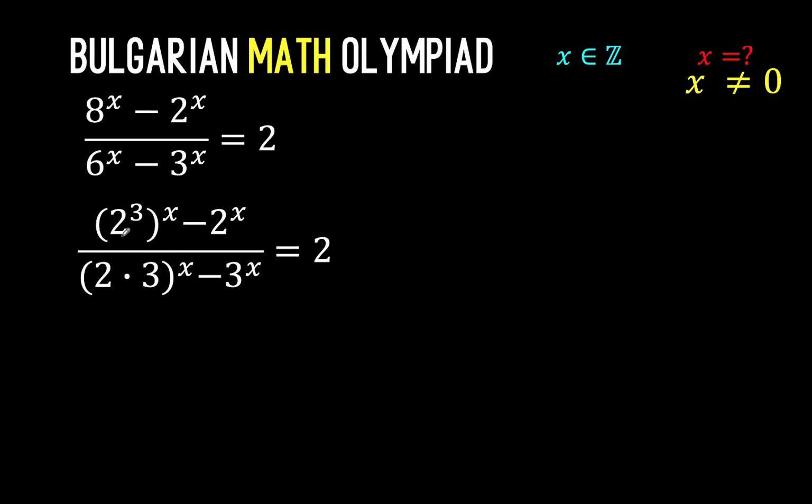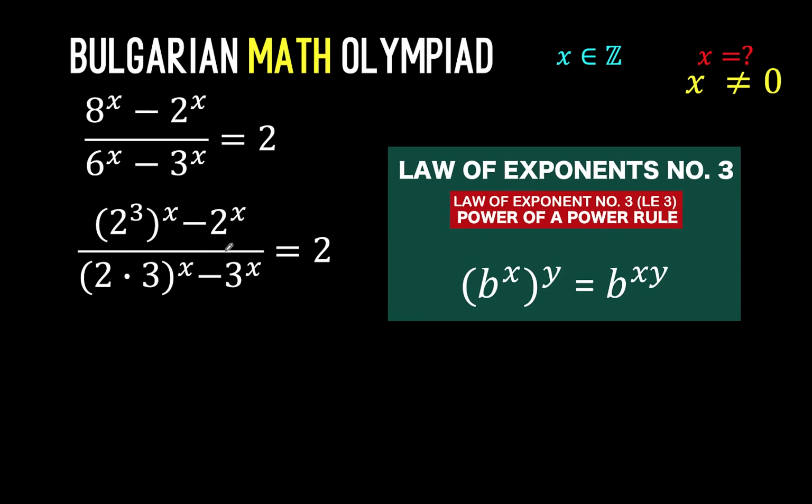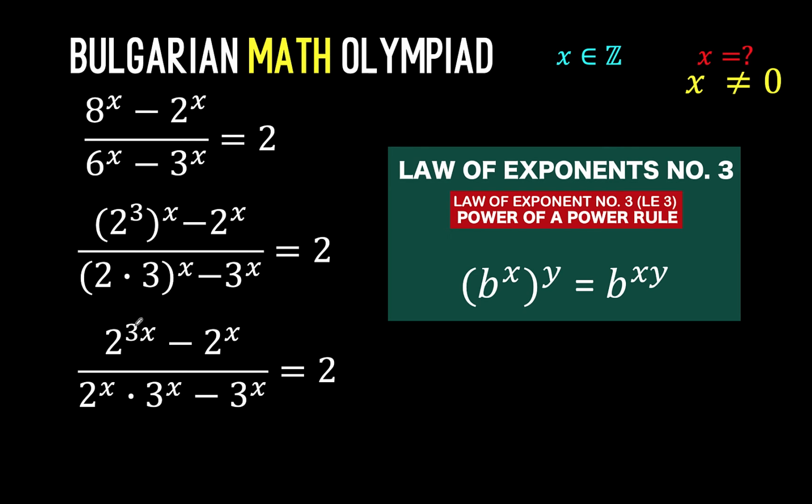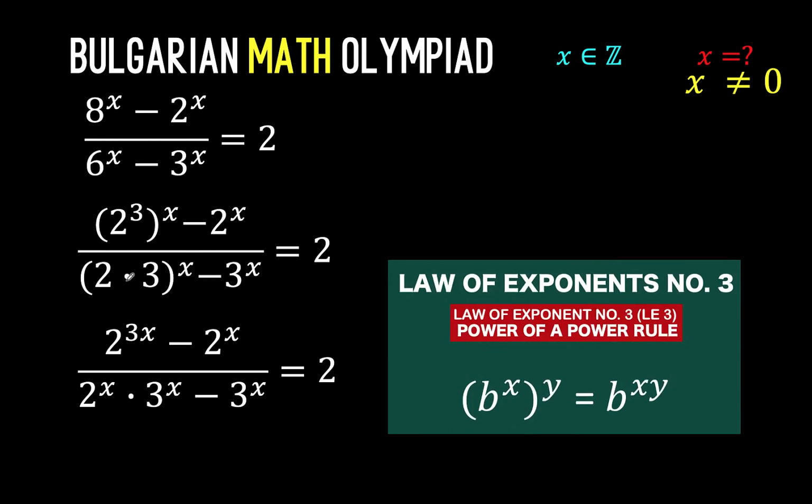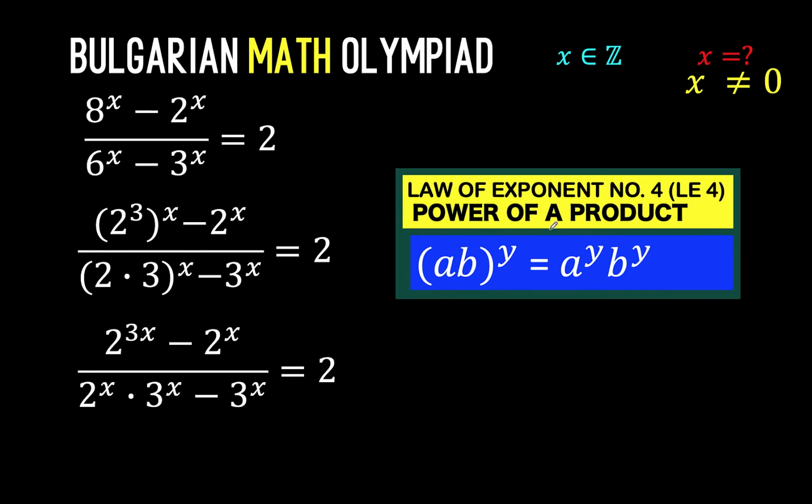We know that 8 is 2 raised to the third, 6 is 2 times 3, and we copy all the rest. Then, let's recall some laws of exponent. Using the power of a power rule of exponents, we can simplify this part here to make it 2 raised to 3x. And we can simplify this bottom part here by recalling the power of a product law of exponent. We have here a product raised to an exponent that becomes the first factor raised to the exponent and the second factor raised to the same exponent. So here, 2 raised to x times 3 raised to x, all the rest are copied.